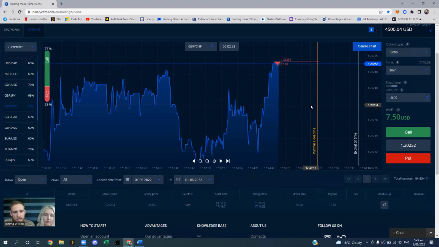The Ichimoku cloud as a resistance point. I'm not too sure on that, to be honest. Like I said, I haven't really traded it. I've seen people trade it. I know a couple of rules around it, but I'm not sure about that.